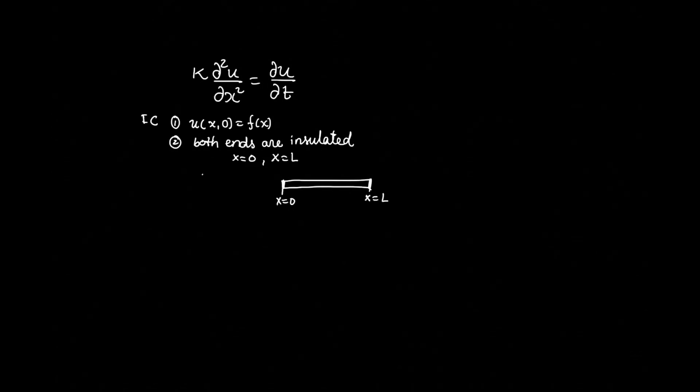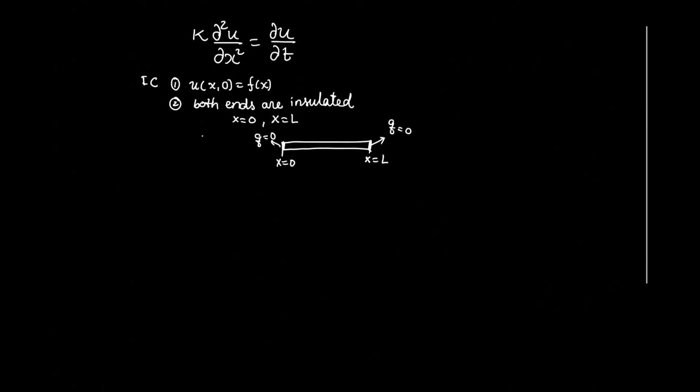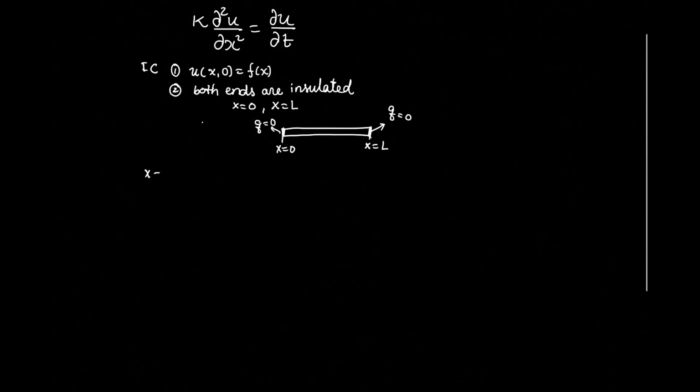That means there is no heat. The heat crossing here is 0. So the amount of heat crossing here is also 0. So when x equal to 0, you have that the amount of heat is 0.